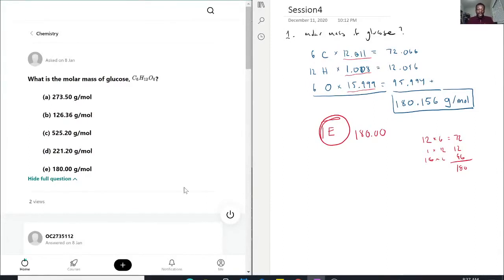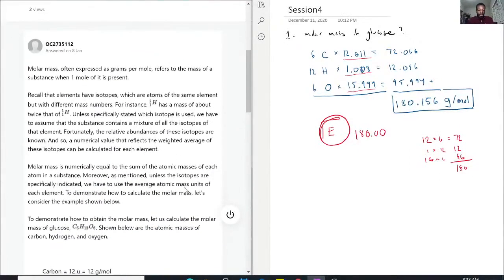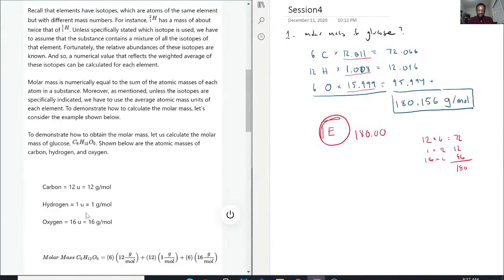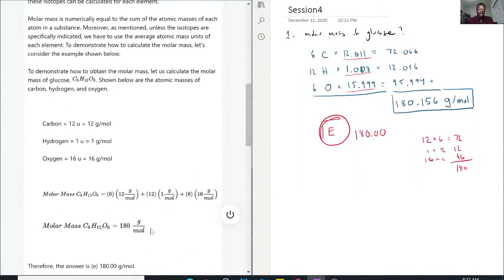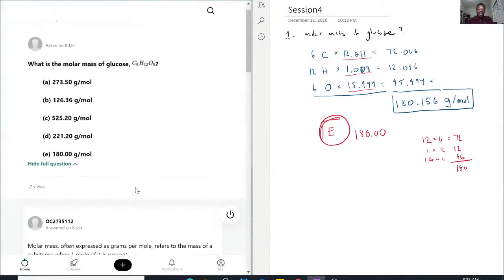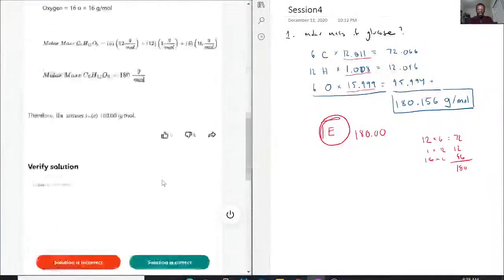But let's see how our professional solved it. They had carbon as 12 units, hydrogen as 1, oxygen as 16, and they multiplied the constituents like we did up here, and that's how they got 180 grams per mole. Once again, I stress it's important to go through the periodic table and be consistent in the one you've selected, because for these type of questions, even though you may not get exactly the answer, you should always fall really close to the correct one based on the periodic table you're using.